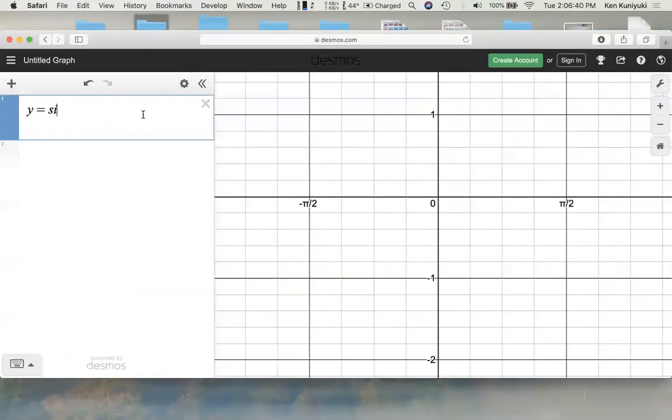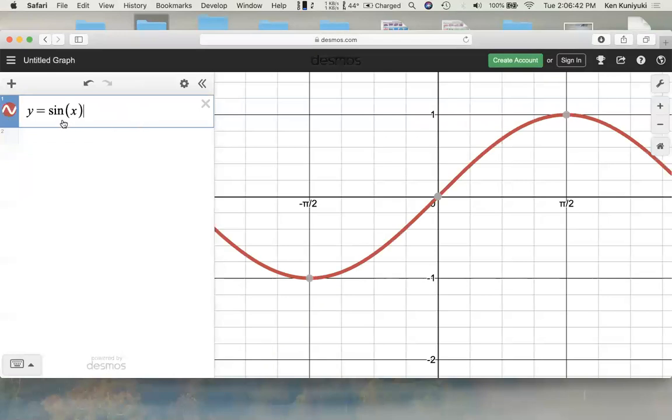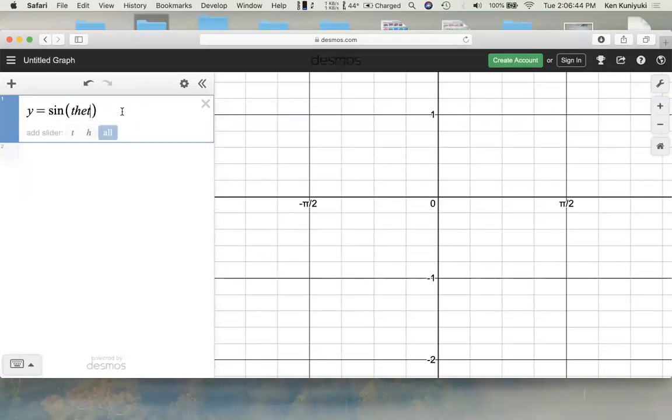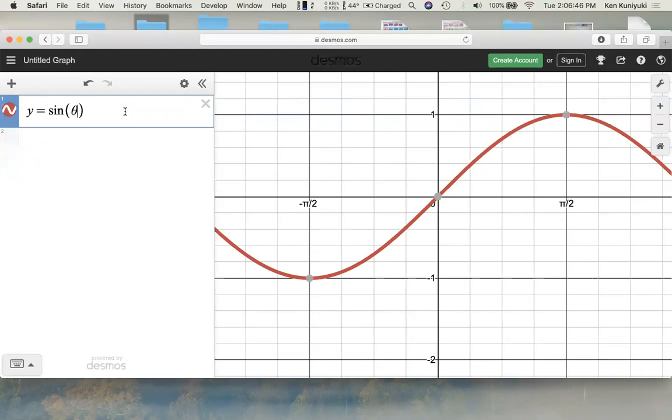Let's graph y equals sine of x. You could put sine of theta instead. All right, now what's happening between theta equals 0 and theta equals pi over 2? The sine function is increasing. The sine values are increasing as the angle increases from 0 to pi over 2.